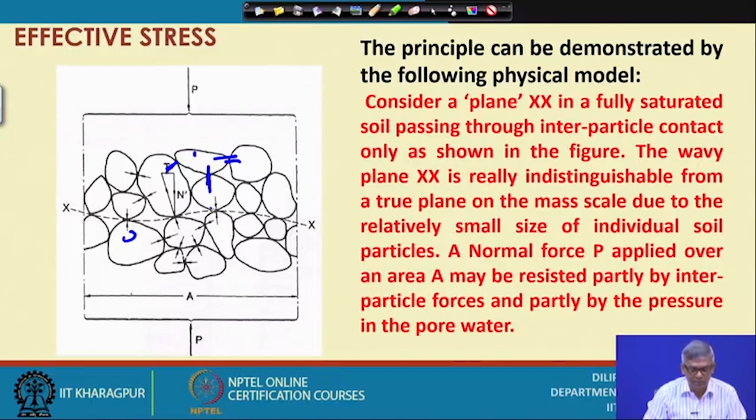One is in the perfectly vertical direction, like the one I have shown here, this is normal, and there is a tangential. So, two directions. If there are n number of contacts, then n number of normal forces will be there, and they are random in direction, the direction is not known, depending upon the orientation or position of the particles. But we can take two components, one vertical and one horizontal.